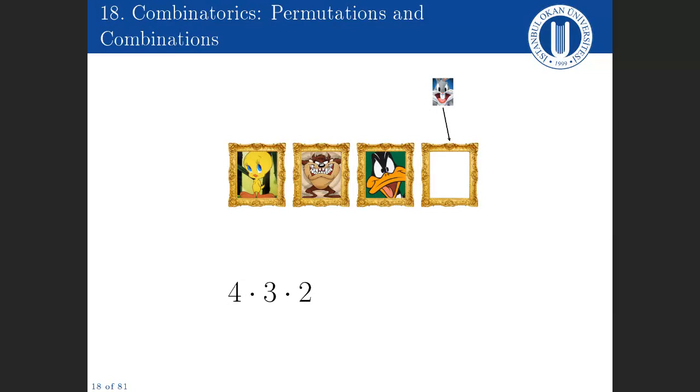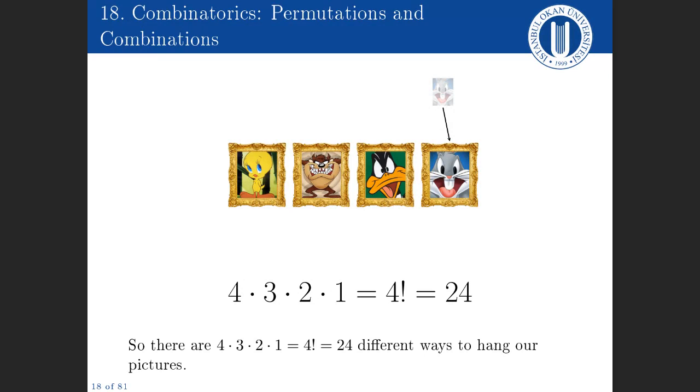And then finally, we come to the fourth picture frame and we've only got one picture left. We've only got one choice now. So it must be four multiplied by three, multiplied by two, multiplied by one different ways to arrange these pictures. There's four factorial or 24 different ways to hang our pictures in a line.